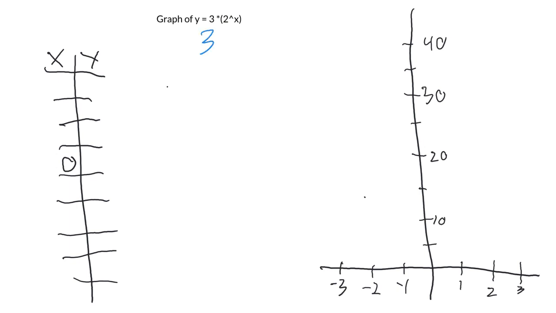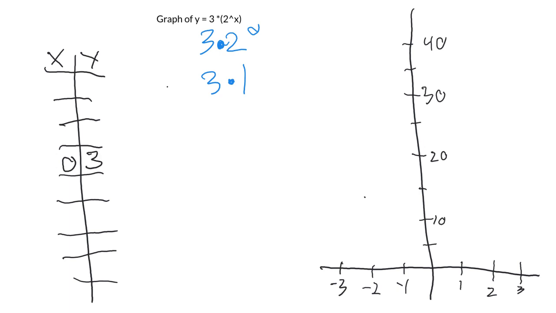3 times 2 to the 0 power. Now, the mistake I saw a lot of you guys made is you multiplied first. You did 3 times 2 and then raised that to the 0 power. What you need to do is do 2 to the 0 power, and anything to the 0 power is just 1. So that's going to be 3 times 1. So when x is 0, y is 3 times 1, or 3.